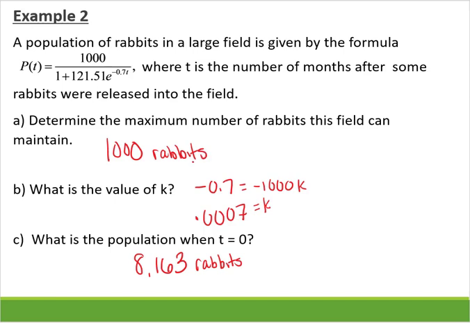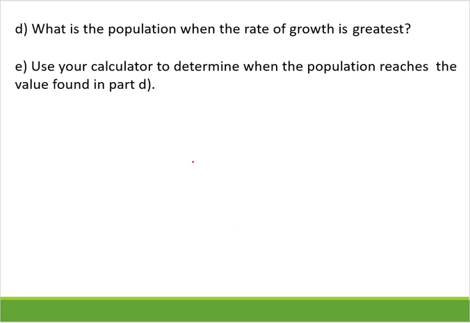Okay. Now, what is the population when the rate of growth is the greatest? So that's saying when does the second derivative have a maximum? And remember that always happens at half of the carrying capacity. So that's 500.